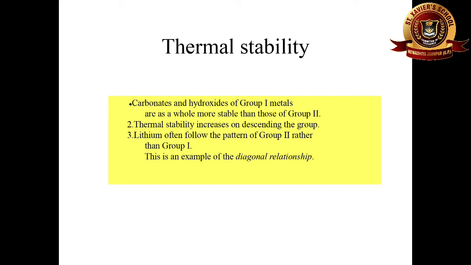What is the diagonal relationship? Elements in the periodic table which are diagonal to each other have nearly the same size and similar physical and chemical properties. This type of relationship between two elements of different groups is known as a diagonal relationship.